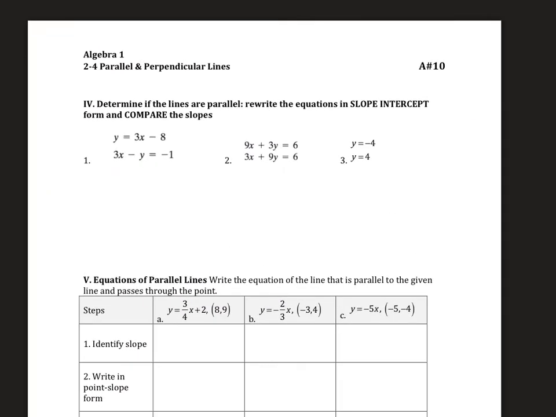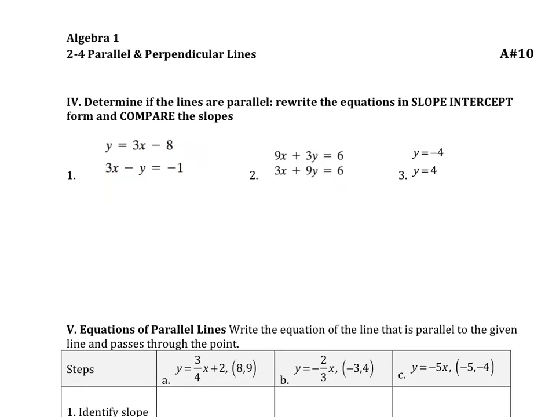All right, let's go to the next page here. And we're going to determine if the lines are parallel. I'll do the first one, and I'll let you consider the other ones and pause. So how do we determine if the lines are parallel? Well, we're going to rewrite the equations in slope-intercept form, and then we're going to compare the slopes. Well, this one's already done for us. So right here, we see that the m is 3, and the b is -8.